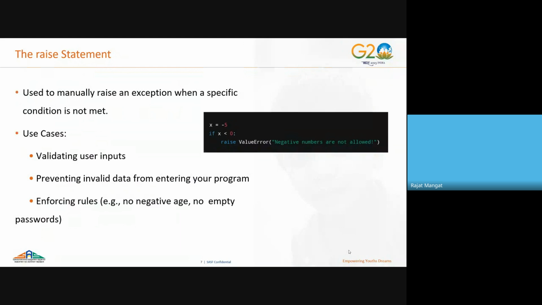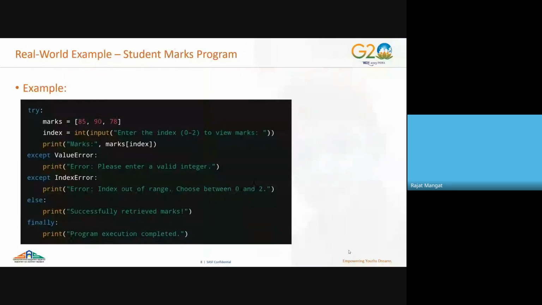So let's see this real world example, a student marks program. Here there are marks 85, 90, and 78. We are taking the index from the user. We are asking them to enter an index 0 to 2 to view the marks, because we know the length of our list is 3 and the index will be 0, 1, and 2. Then we print the marks of that index. That particular mark will get printed.